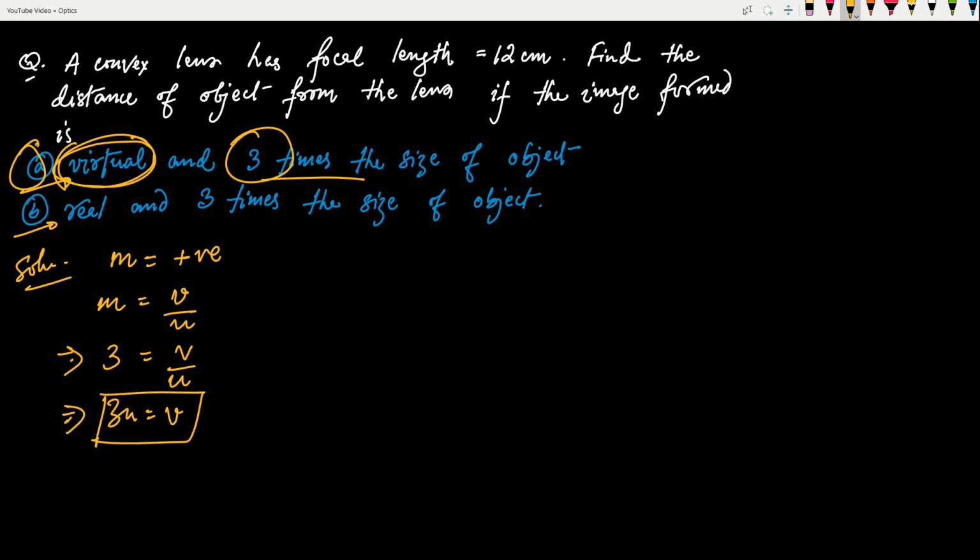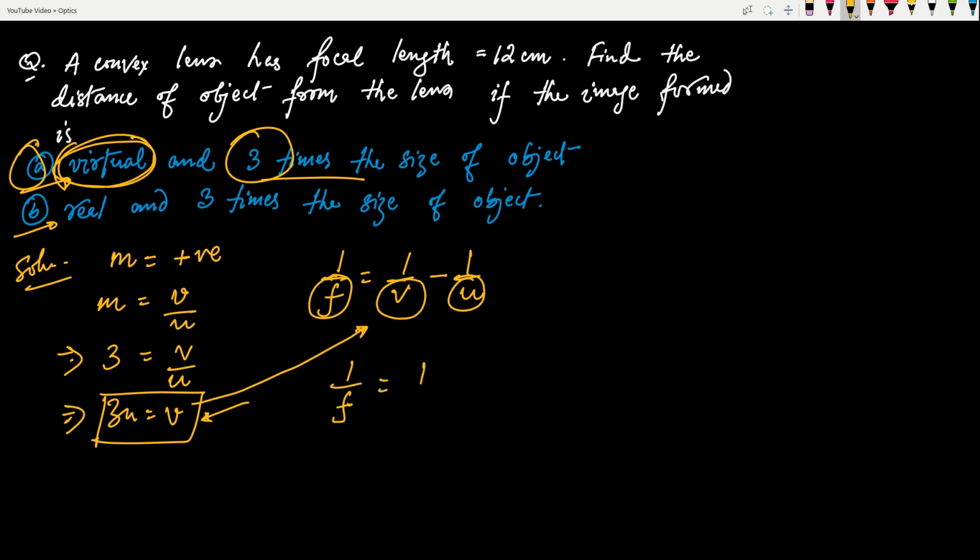Now in the question it is asked where the object is kept. So you need to find the object distance, and the focal length is given, so the only formula you can think of is the lens formula, 1 by f is equal to 1 by v minus 1 by u. Now you need to find u, and f is given, so one thing you can do to solve this is find v in terms of u, then you can find u. You can put it here, and once you put it here, you will get 1 by f is equal to 1 by 3u minus 1 by u.